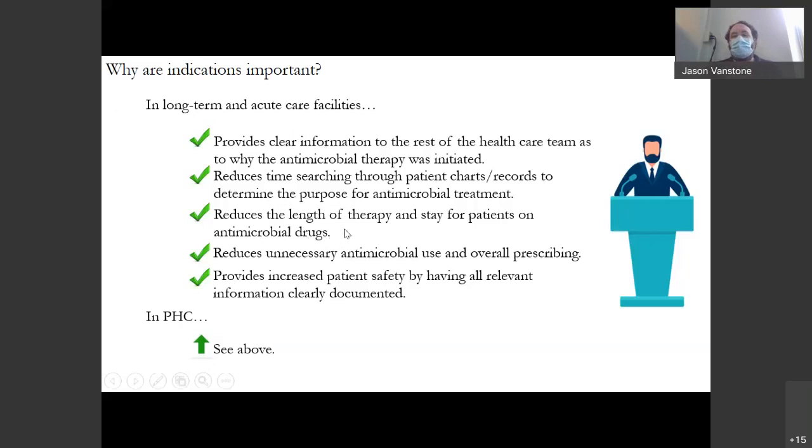Reducing that length of therapy, so again, it's like having someone to be able to double check and say, okay, for this indication, do we have the right dose? Do we have the right length of therapy? Can we reduce that? Those kinds of things. Or just simply reducing unnecessary antimicrobial use overall by having a second look at that. And then, of course, the increased patient safety that comes from that.